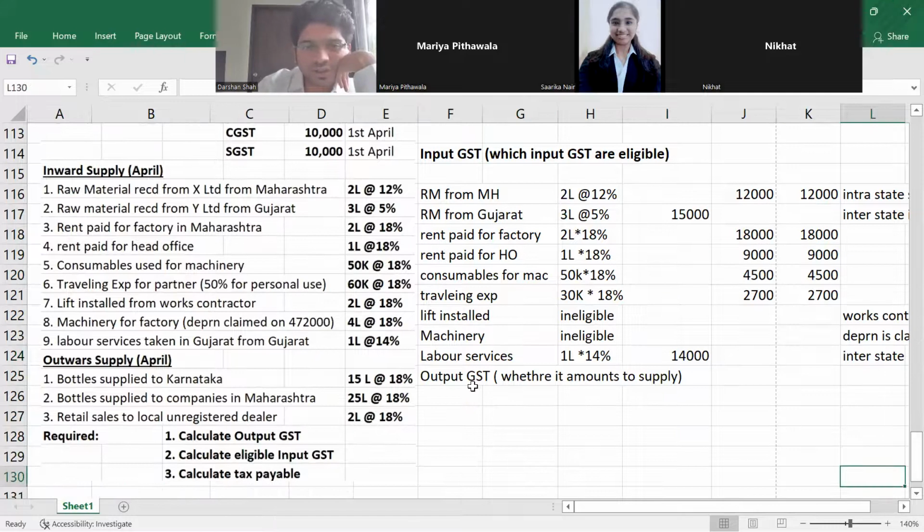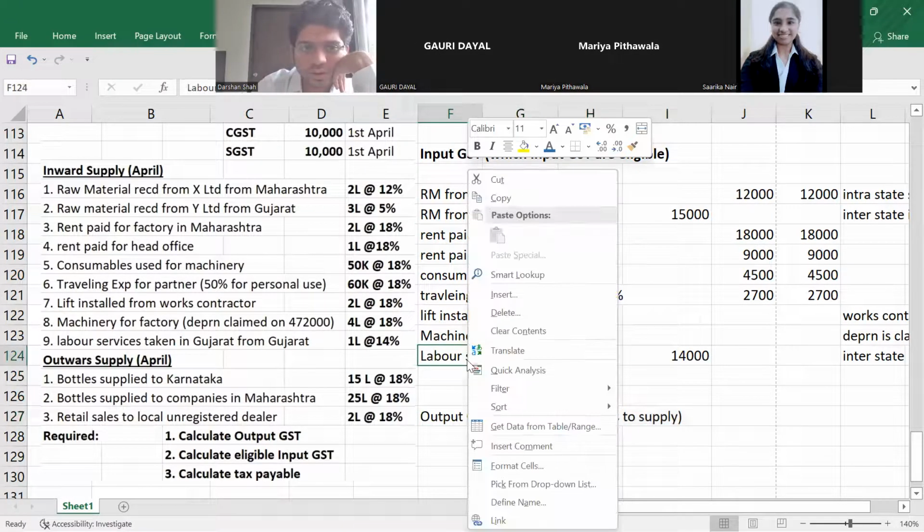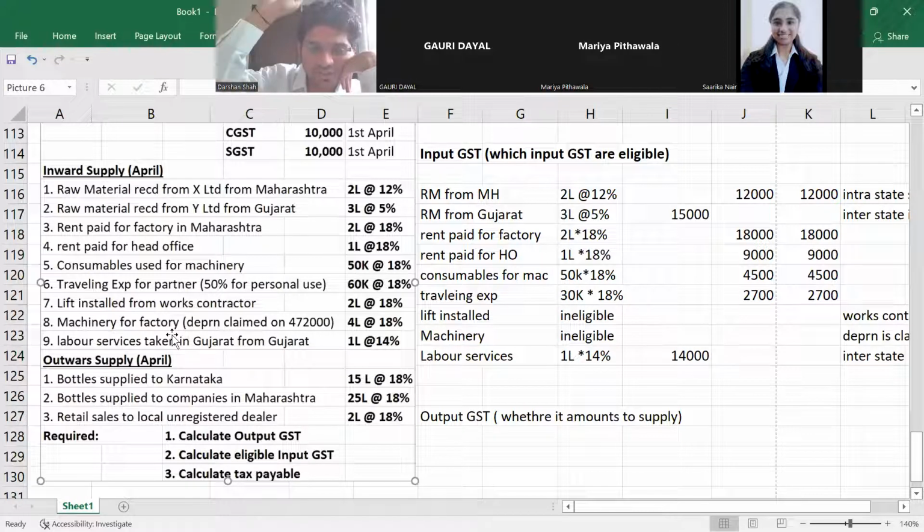See if you understood everything, guys. So how is it interstate? Because I am a manufacturer of Maharashtra. I have taken services in Gujarat from a supplier in Gujarat. So how come it will be intrastate? Services are taken in Gujarat and the service provider is also in Gujarat.